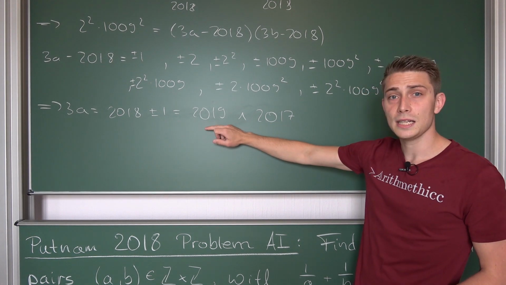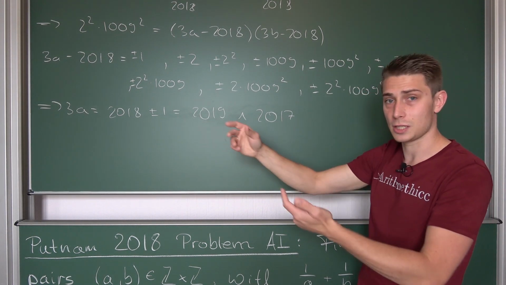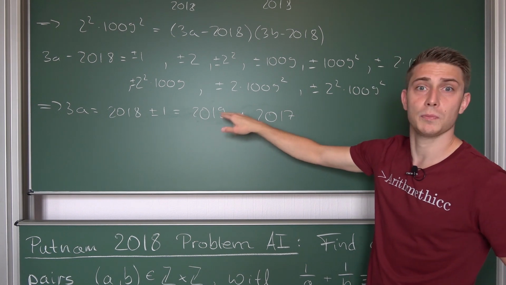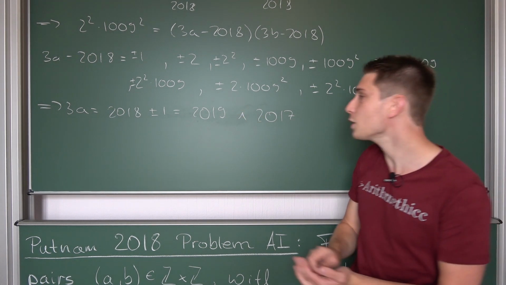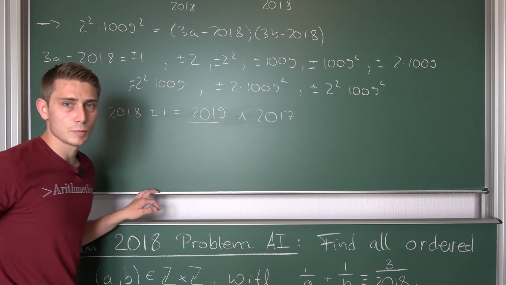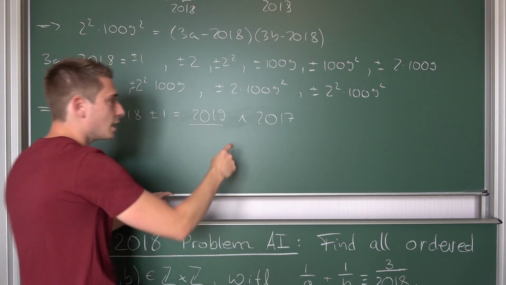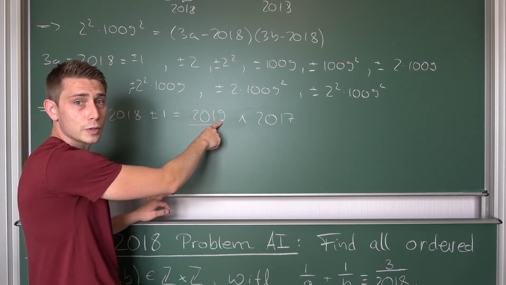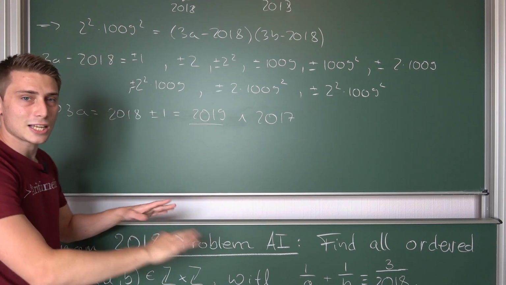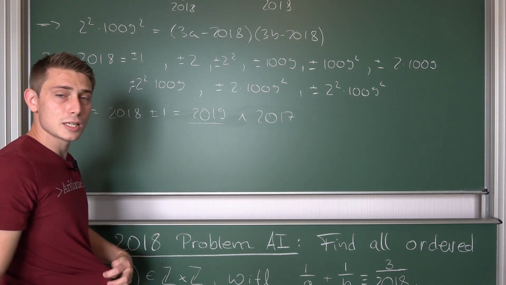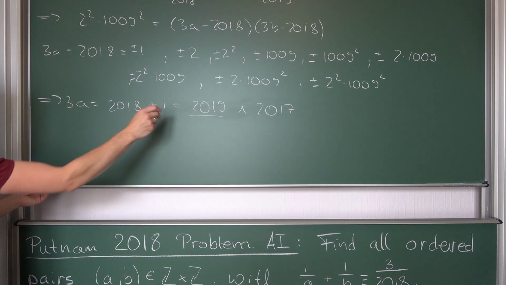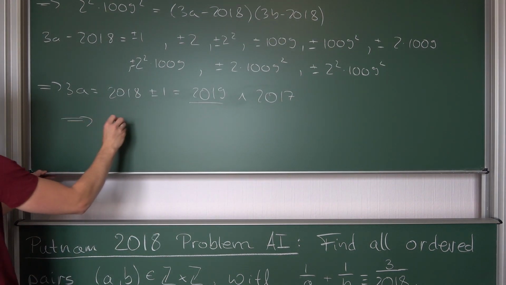So 2019, we can make use of the digit sum test. 2 plus 1 is 3, plus 9 is 12, that's divisible by 3, meaning this thing is actually divisible by 3. And 2017, no, it's not, because if you subtract 3 from 2019, we get 2016. Doesn't work out.